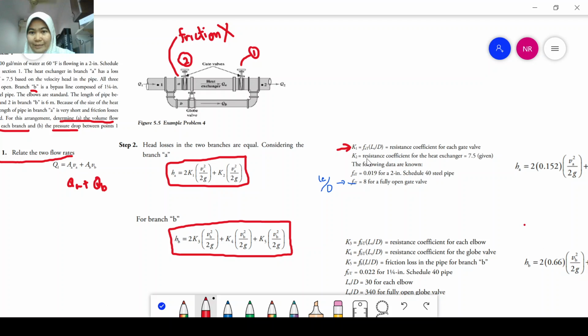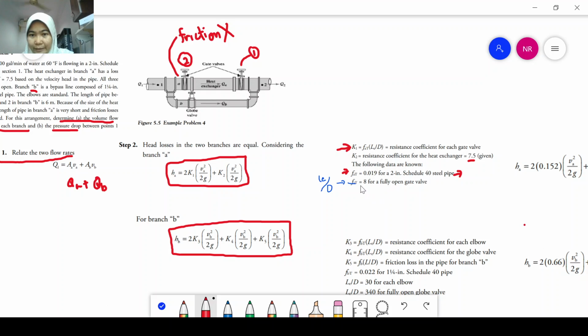K2 is the resistance coefficient for the heat exchanger. So this value 7.5 is given. This is the loss from the heat exchanger. The following data are known because in finding the value of K for the gate valve, you will need this FT. This is the value 0.019 for a 2-inch schedule 40 steel pipe. So this is the type of the pipe, that's why you have this value of FT. You can refer to the table that I showed you in my previous lectures.